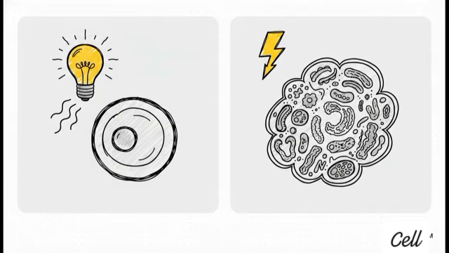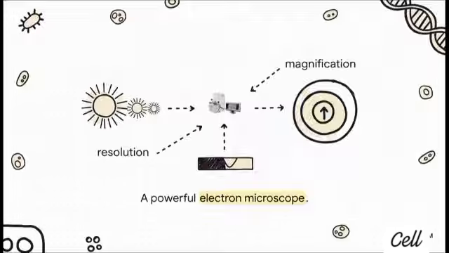Instead of light, it actually uses a concentrated beam of electrons. Because electrons have much, much shorter wavelengths than visible light, this incredible tech allows scientists to see intricate details down to the nanometer scale. Just take a look at this setup. What you're seeing is a modern electron microscope hooked directly up to a digital monitor.